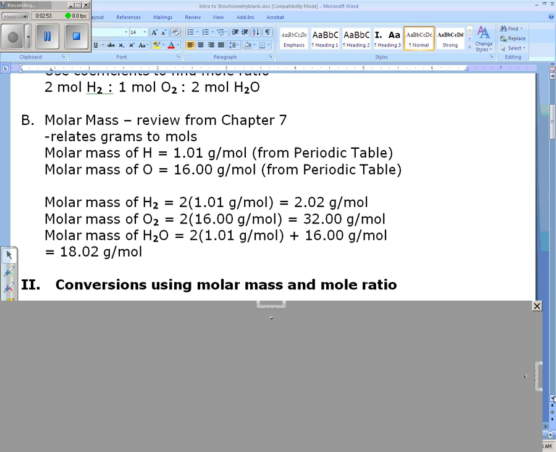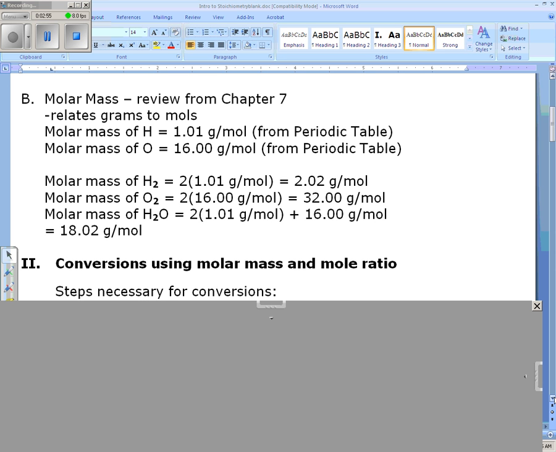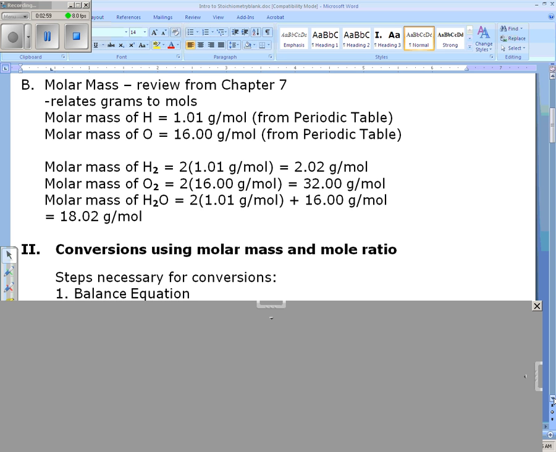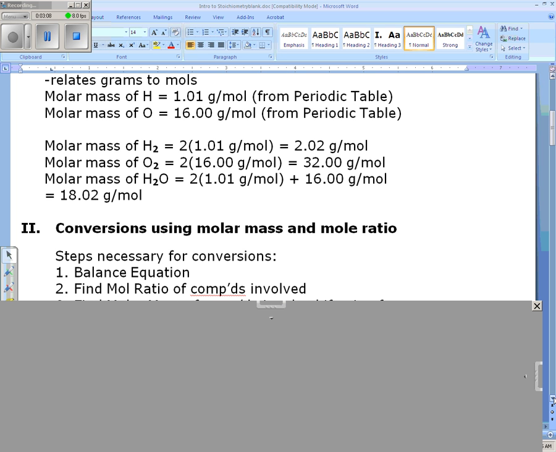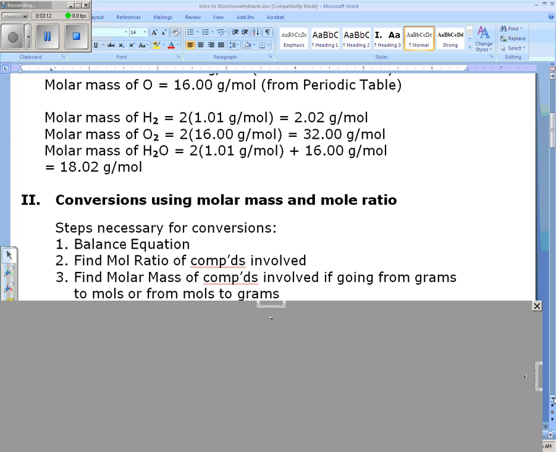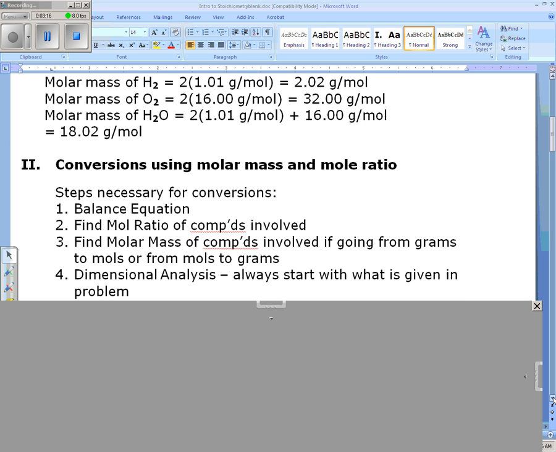So now let's look at some of those conversions. I have some steps necessary for these conversions. Number 1 is balance the equation. Never try and do a stoichiometry problem before you've balanced the equation. That is necessary. That's where your mole ratio comes from. So find your mole ratio from that balanced equation. And then find the molar mass if you're going from grams to moles or moles to grams. Then it's dimensional analysis. Always start with what's given in the problem.